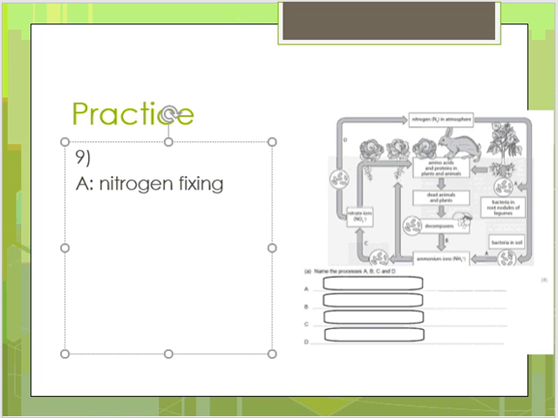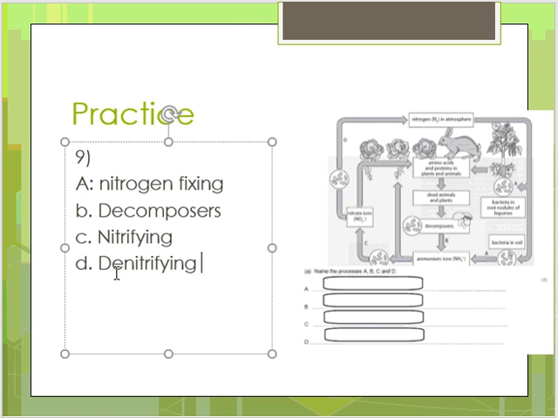Okay, and you can see that that's happening here in the root nodules and so on. Okay, then we have decomposers. Then for C, nitrifying, and then we would have denitrifying because it's entering the atmosphere. Again, this is just kind of a harder application question, so if that's a bit confusing, don't worry too much about it, but just have a look at those different steps and see what's going on.